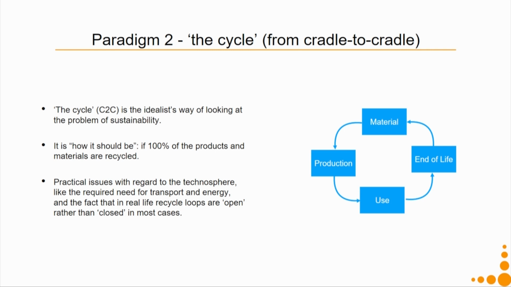So, the cradle to cradle is the idealist way of looking at a problem of sustainability. So, you can see I start from material, I go to production, I go to usage of it, at the end of the life it is again collected back and used in the same cycle again. So, it is how it should be if 100% of the products and materials are recycled. But practical issues with regard to the technosphere, like the required need for transport and energy, are not accounted for in this case. Again, another problem is related to open rather than closed life cycle loops.